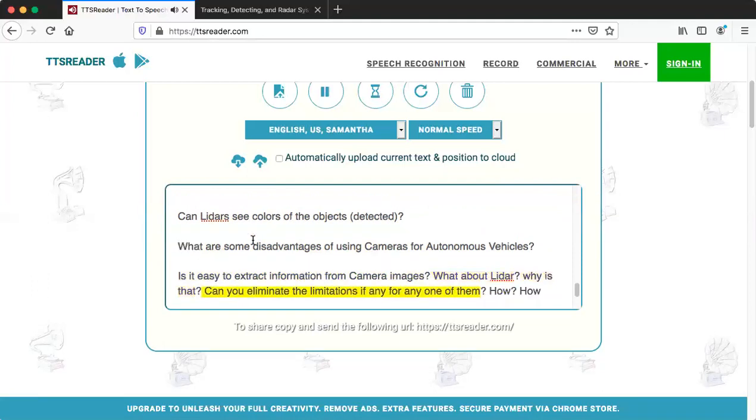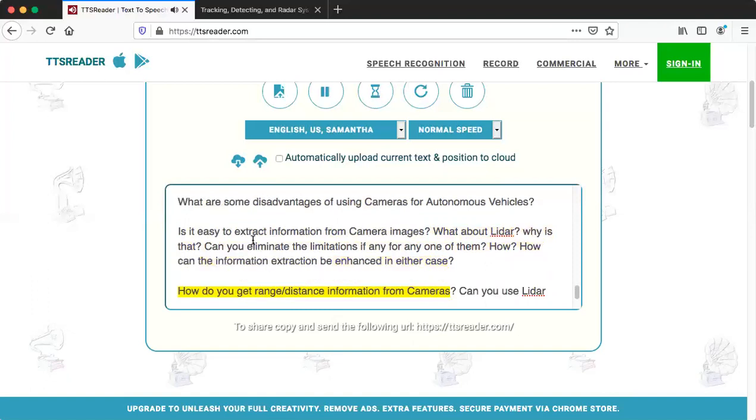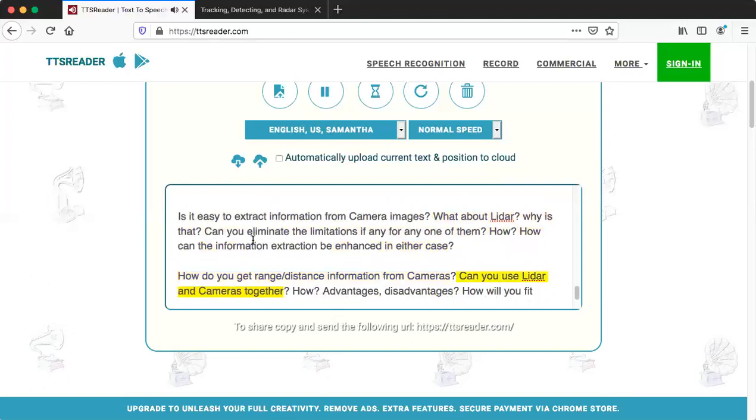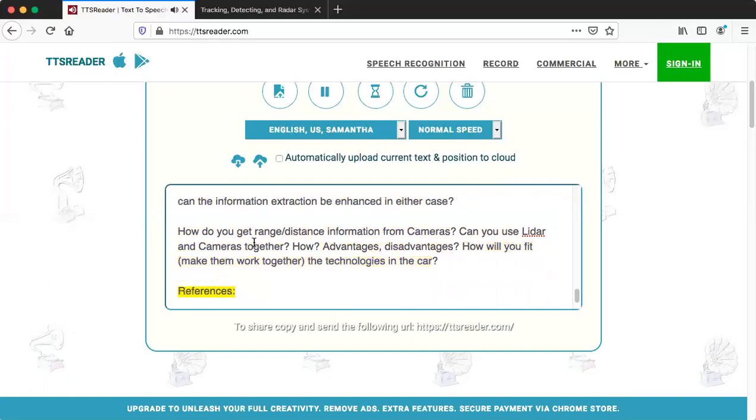Can you eliminate the limitations, if any, for any one of them? How? How can the information extraction be enhanced in either case? How do you get range distance information from cameras? Can you use LiDAR and cameras together? How? Advantages, disadvantages? How will you make them work together, the technologies in the car?